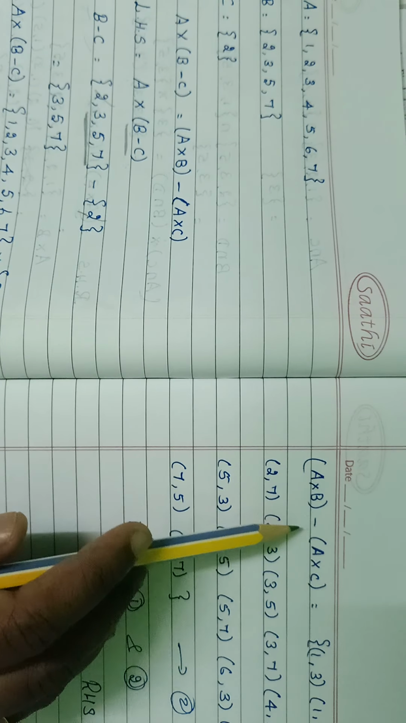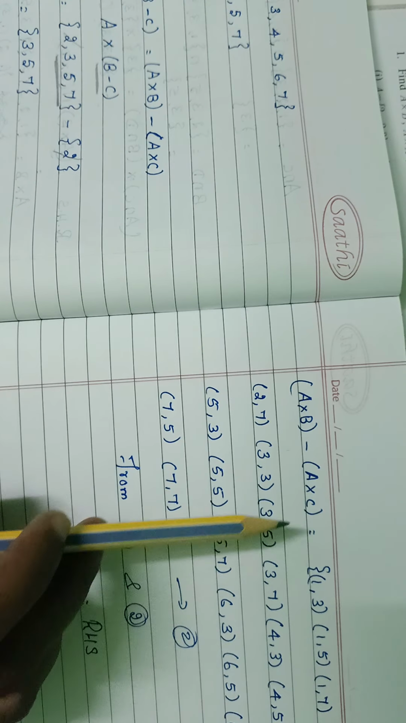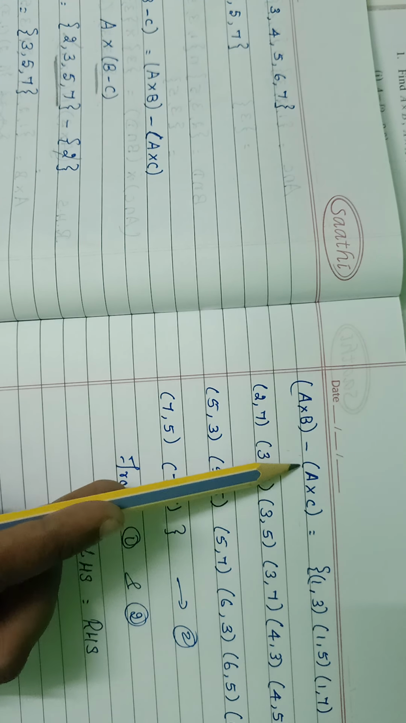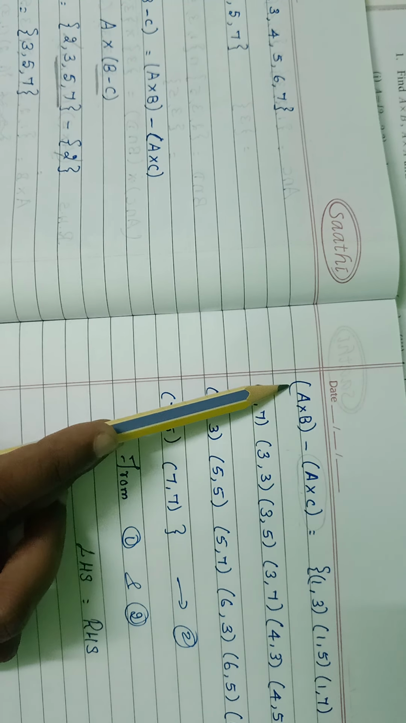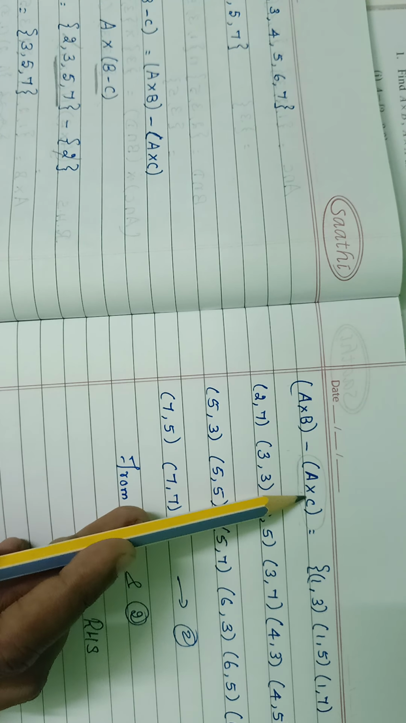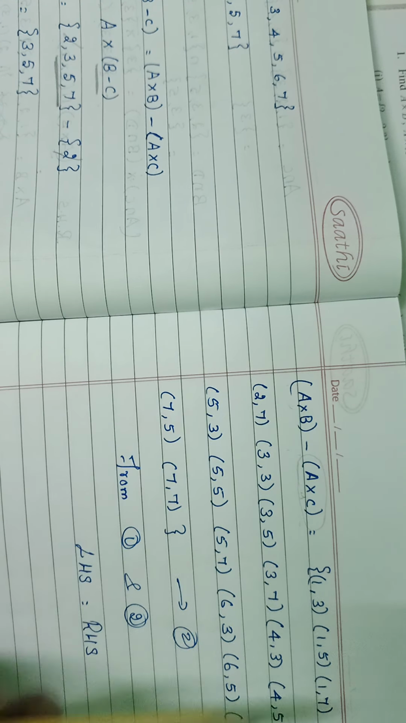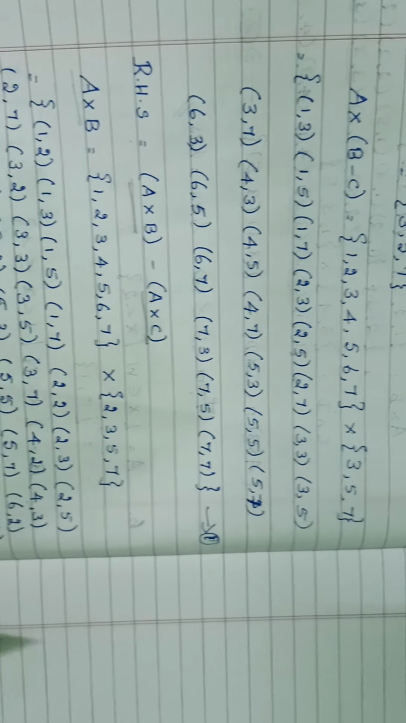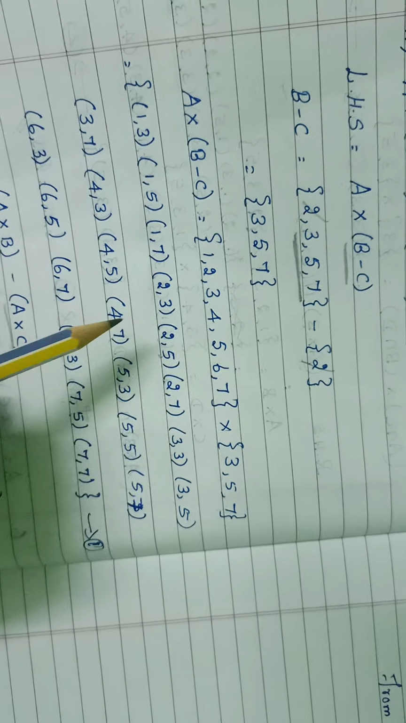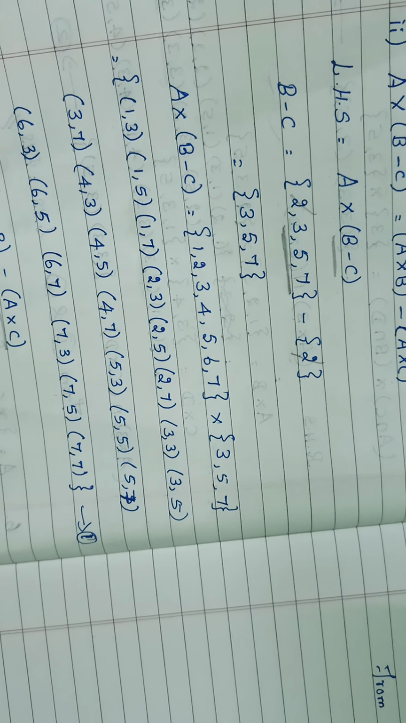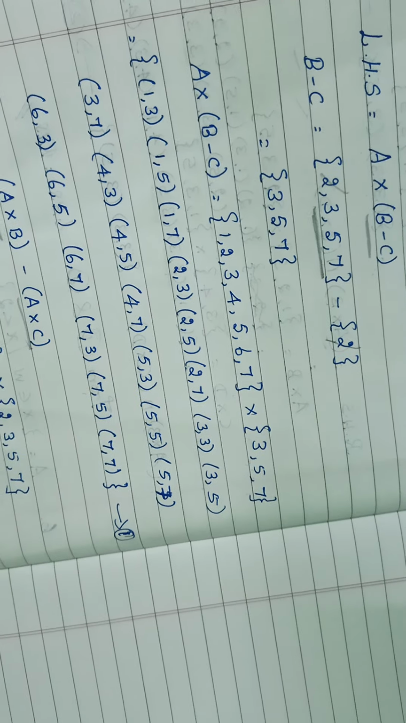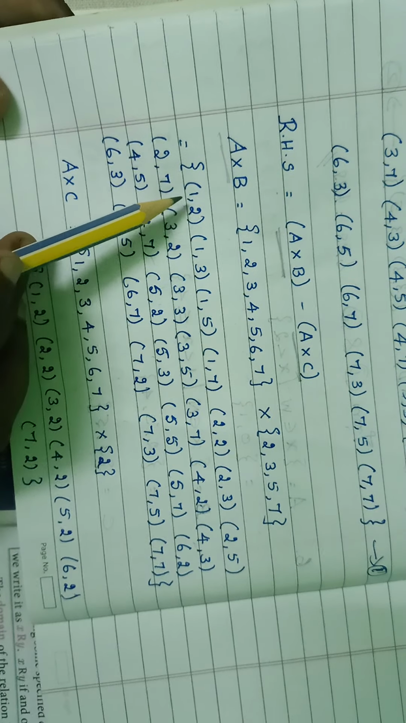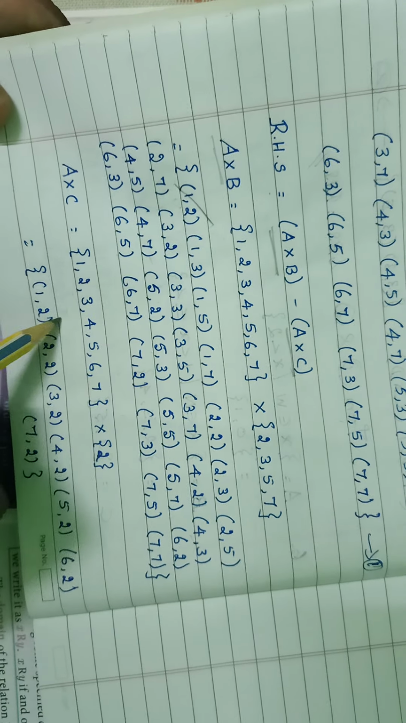A cross B difference or minus A cross C. I already said if minus is here, you have to subtract the value of the second set from the value of the first one. So we are subtracting. When subtracting, take the elements with 2: 1,2 is here, is it available in A cross B? Yes, 1,2 and 1,2 will be cancelled.